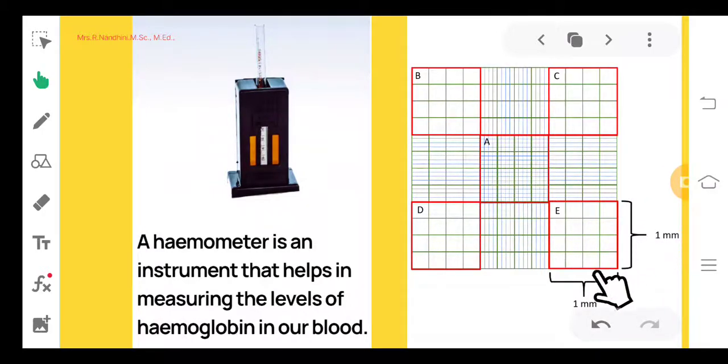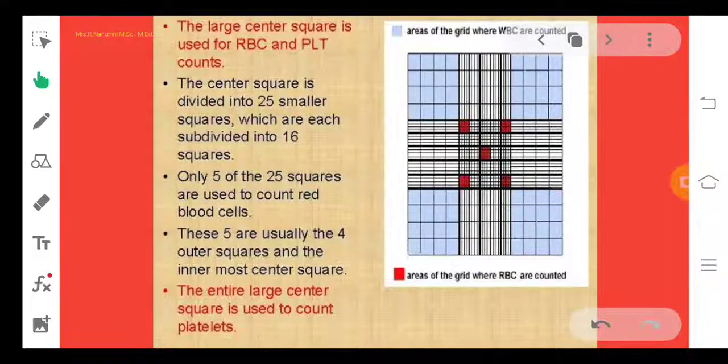Say this is 1 millimeter, this is 1 millimeter. This portion, this portion, this portion are very important portions. This is also 1, 2, 3, 4, 5. So A, B, C, D, E. These are the portions for counting blood cells. So this is the hemocytometer.